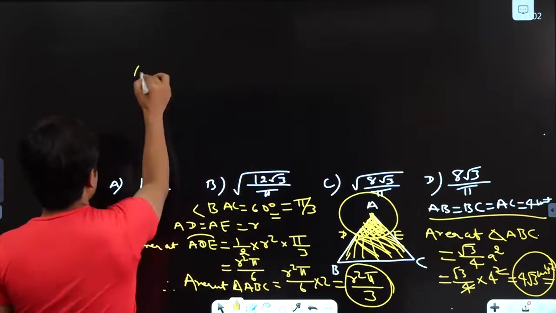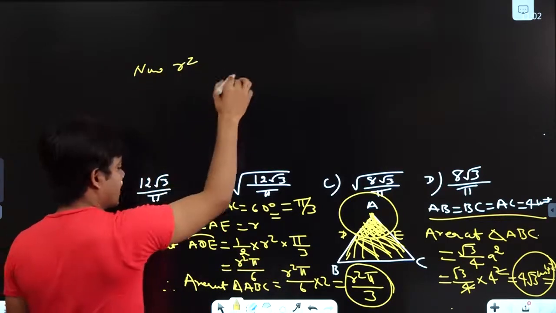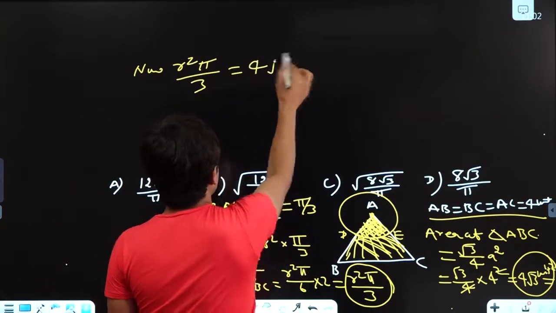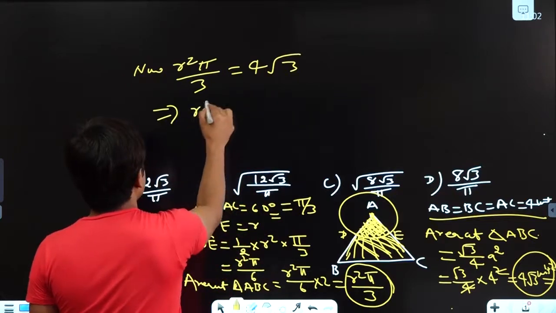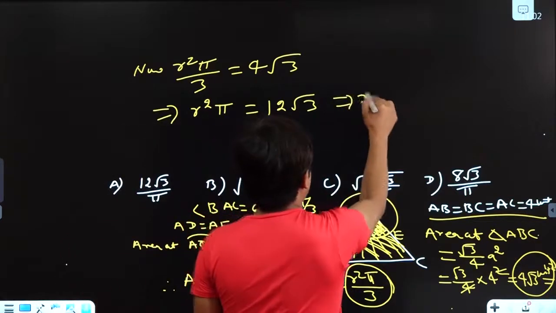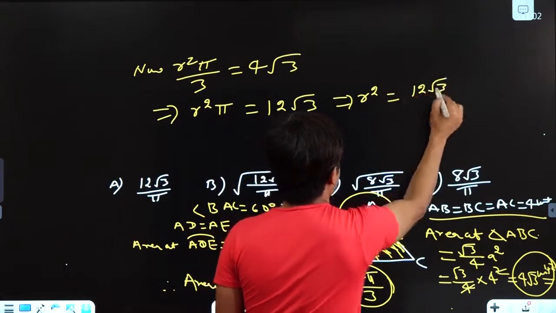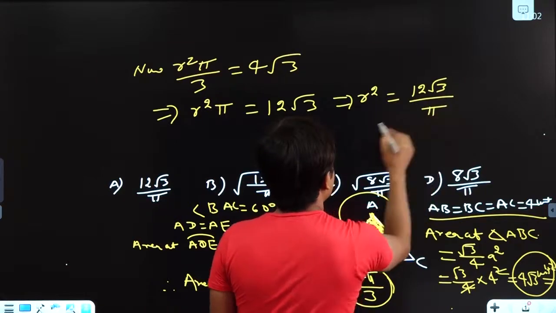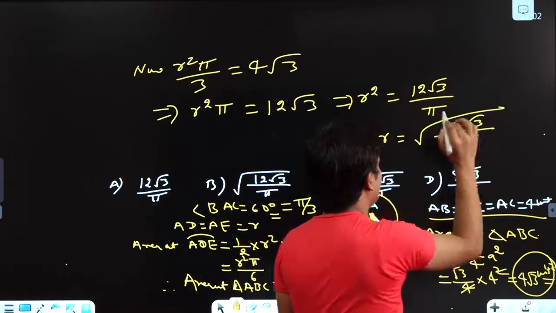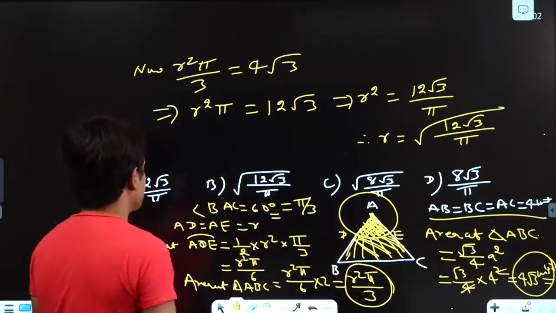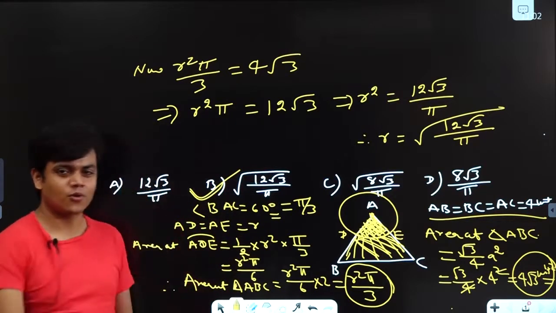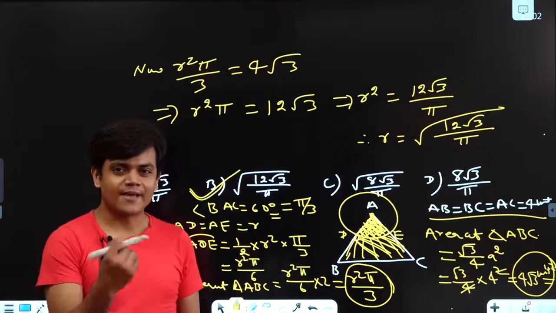So now what will happen? R square pi by 3 is equals to what? 4 root 3. So what will happen? Certainly this is R square pi is equals to 12 root 3. So R square is equals to 12 root 3 by pi. Therefore R will be what? Under root 12 root 3 by pi, which is this option. So yes, option B is the correct option. Okay, so let's have some more problems related to moon and earth.